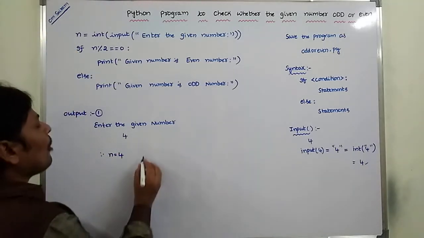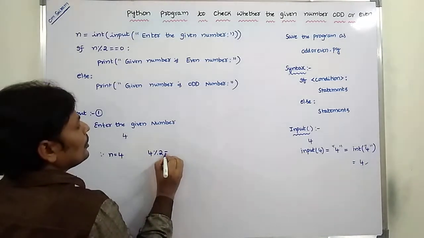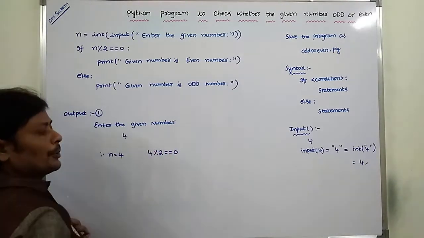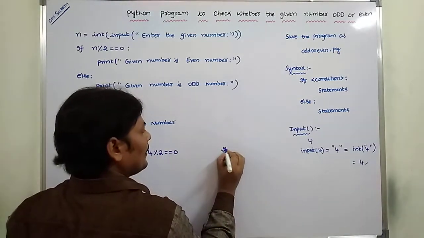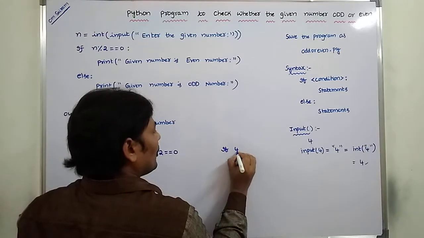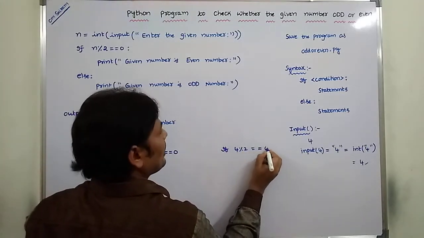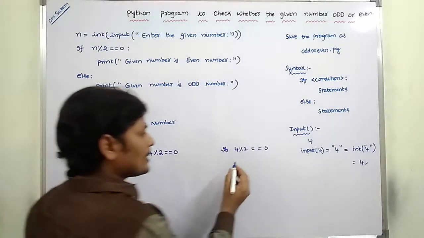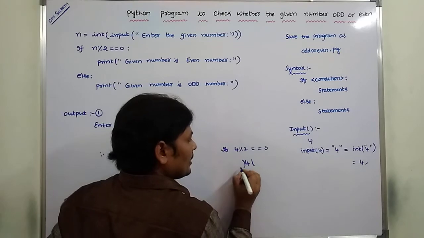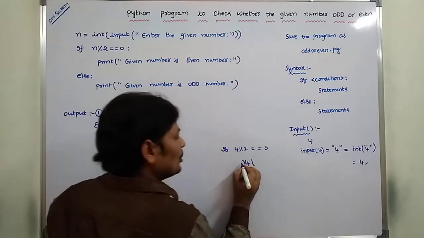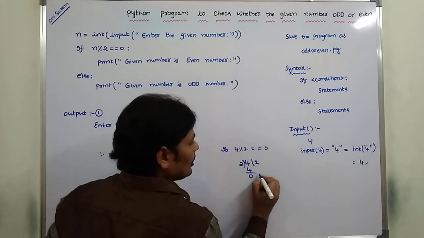Now 4 modulus operator 2. 4 modulus 2 is equal to 0, so it is true or false. So if 4 modulus operator 2 is equal to 0, that means 4 can be divided by 2. 2 twos are 4, so the remainder is 0.